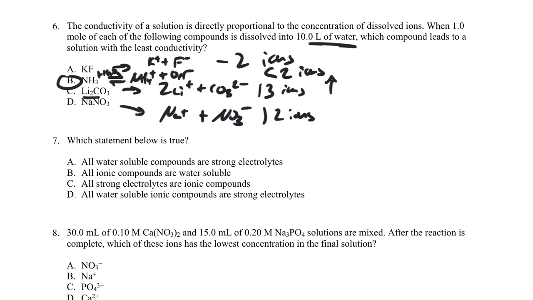In fact, we looked at a solution of ammonia and saw that it didn't light up the light bulb very much. In solutions where we have strong electrolytes, so A, C, and D are strong electrolytes, and then ammonia is the only weak electrolyte here.